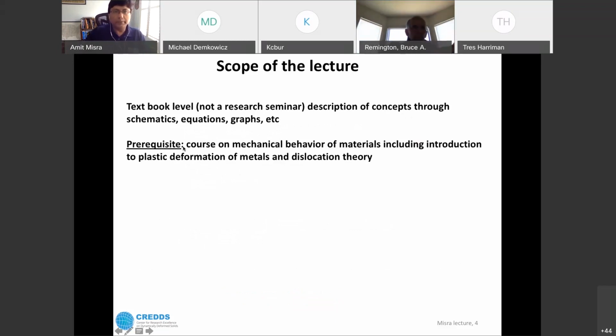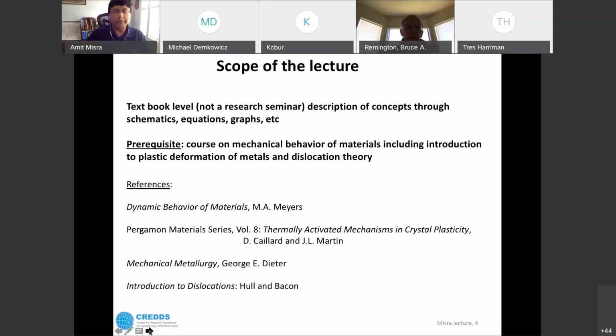The prerequisite is a basic course on mechanical behavior of metallic materials, where at least there is an introduction to plastic deformation of metals and dislocation theory. So we will not be describing what is a dislocation and so on. So that is the prerequisite coming into this lecture. Some of these textbooks that I've used are very basic textbooks that are used in senior level courses or introductory graduate level courses in dislocation theory and mechanical behavior, and some more advanced level book chapters.